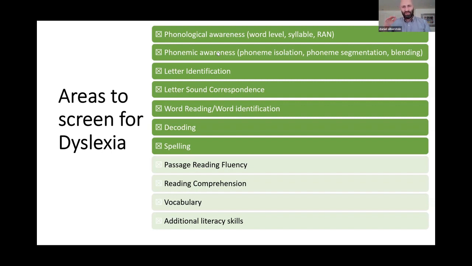Your phonemic awareness, so blending, isolating, letter identification, letter-sound correspondence, word level reading, decoding, and spelling. The higher level stuff, right? We're talking about kindergarten through second grade student screeners. There's not going to be a ton of connected text that they're going to need to read here. We're just talking about on a word level to start.